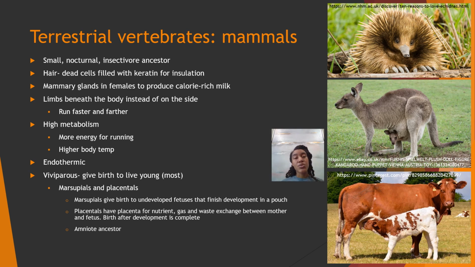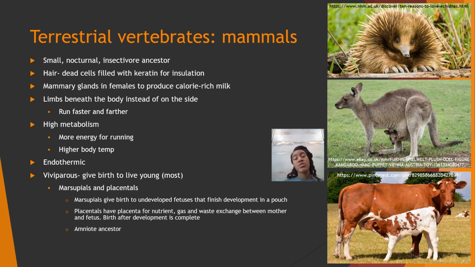Marsupials give birth to underdeveloped fetuses that then further develop in a pouch. Basically, the underdeveloped fetus will leave the reproductive tract, crawl into the pouch, and attach to a nipple, and it will stay and suckle on that nipple for several months until they fully develop. Then once they're fully developed young, they can leave the pouch. And that differs from placentals.